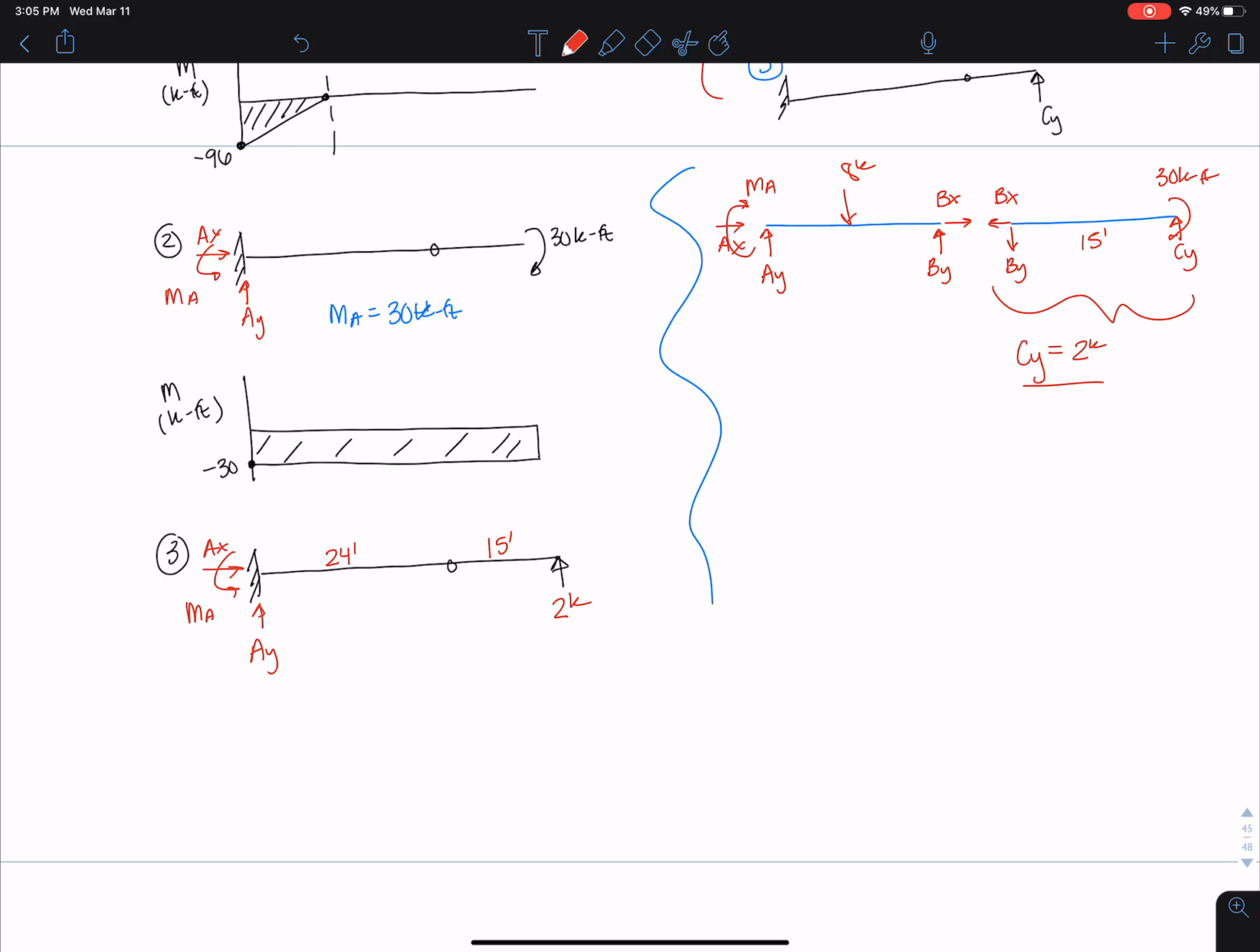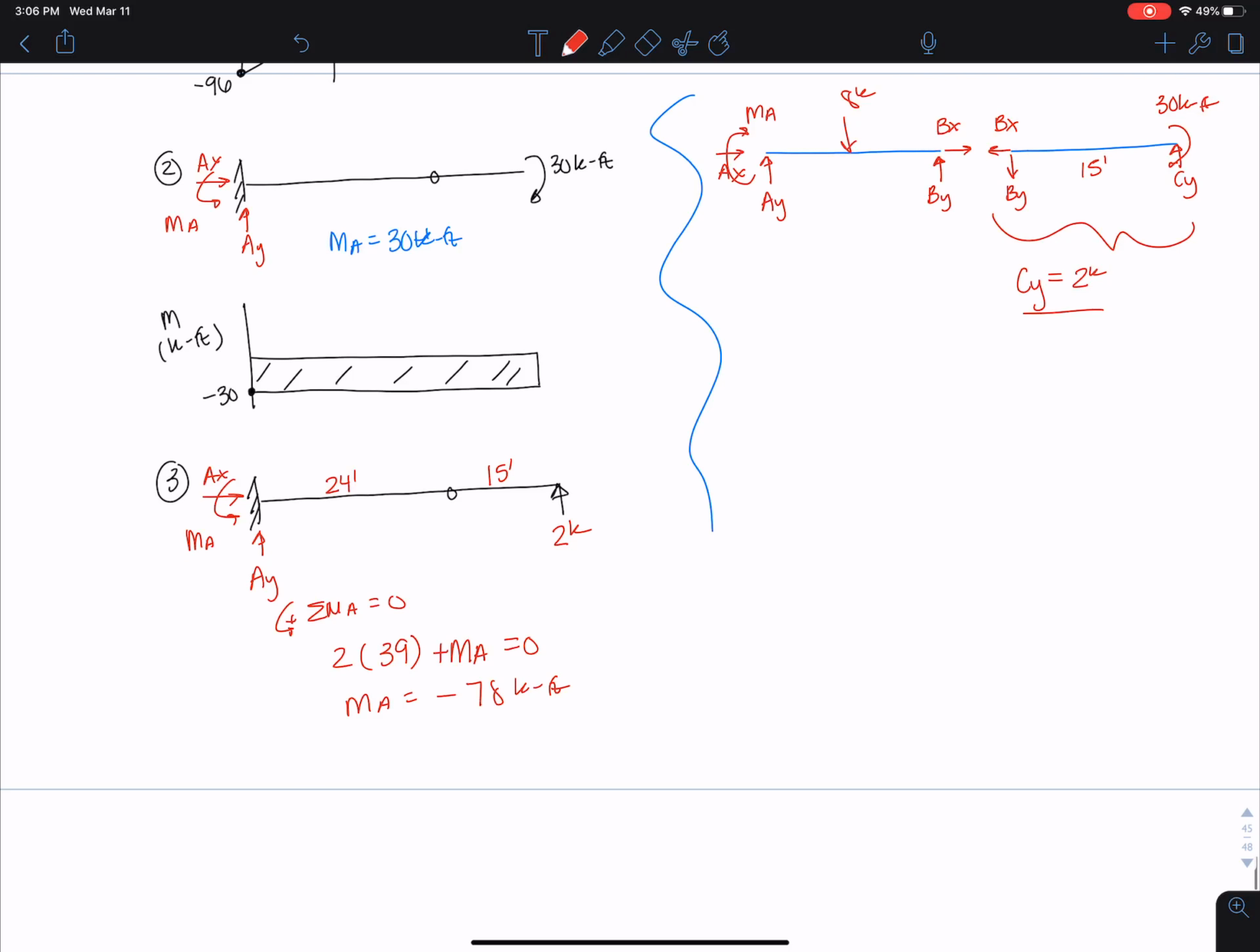If I sum moments about A, set them equal to 0. I have +2 times what's 24 plus 15? 39. Okay. And then plus MA equals 0. I end up getting MA is equal to -78, which just means that it's the opposite direction of what I drew. So I'm going to come here and correct that and say this is not the right direction. It's actually, this is the correct direction, and it's going to be a 78 kip foot in that direction, okay?